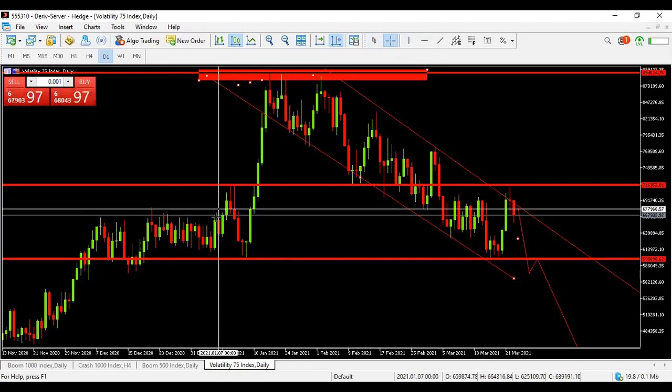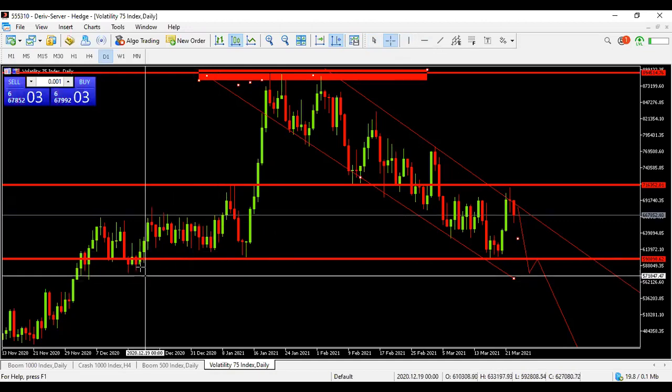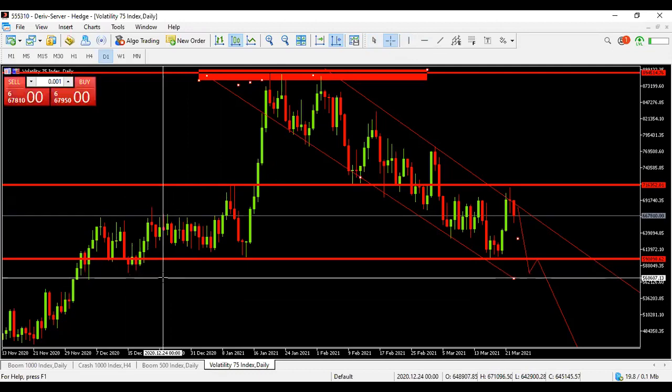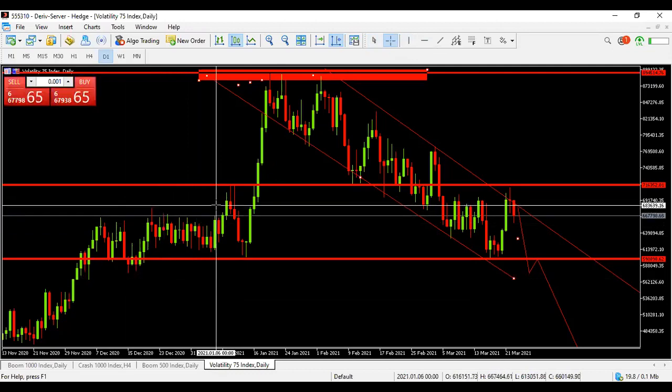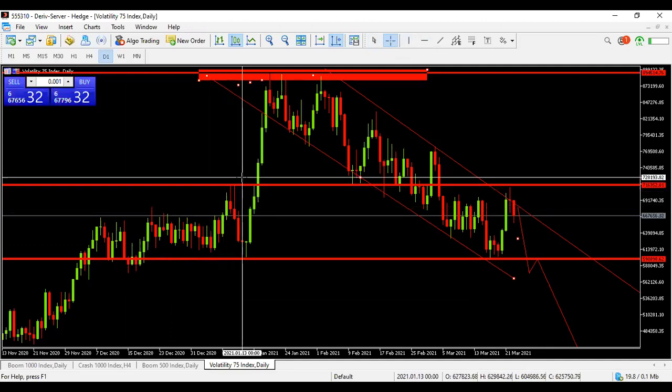Then take your profit here, this next zone. Stop loss, make sure you bring it down below this zone. Take profit 1 can be here or here. These 2 places are your take profit zone.